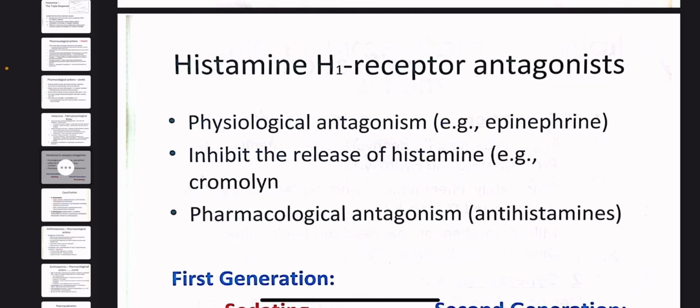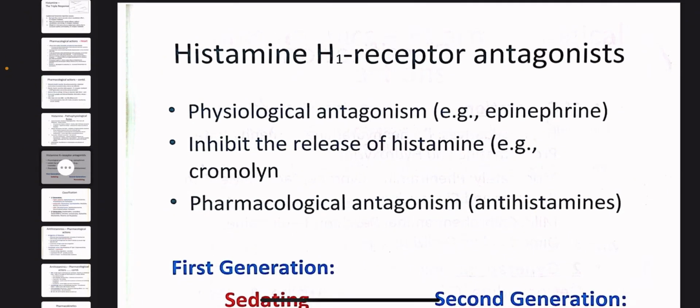So, I want to discuss now on histamine receptor antagonist. Histamine receptor antagonist. And when you say an antagonist, what's an antagonist? Remember, we have different types of antagonists. We have physiological antagonists. We have pharmacological antagonists. What's the difference? Physiological antagonist is an antagonist that actually produces the opposite effects that a hormone is supposed to produce.